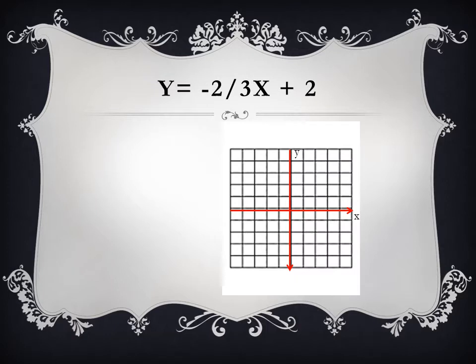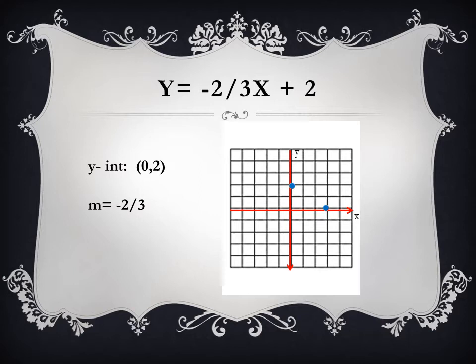Our next step is to actually graph the line. In our equation, the y-intercept is 0, +2. So on our graph, we need to plot that first. Our slope is -2/3. So from our y-intercept, we need to count down 2 and right 3 and plot that point.